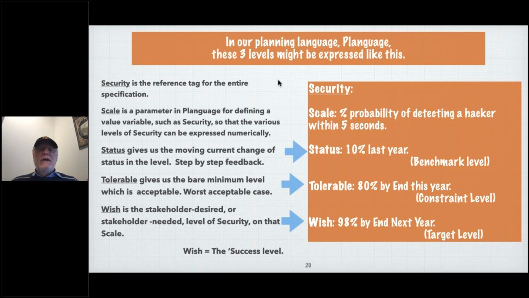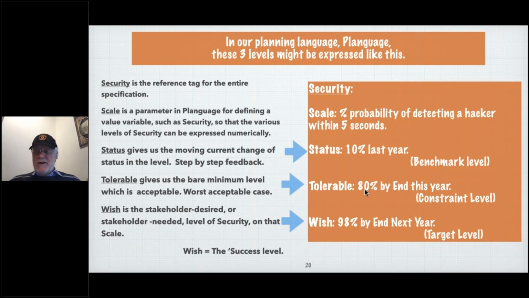In the planning language, and again, this is still repetition of what we talked about last week. Here's a very simple example of security value with a scale of measure, which is the key idea of the value requirements. So percentage probability of detecting a hacker within 5 seconds, that's clearer than just saying, I want higher security, because I'm answering the question, what do you mean by security? And I say, it has to do with probability of detecting hackers within a certain time limit. And what's the situation today? We call this a benchmark. And well, we're only at 10% probability of detecting a hacker within 5 seconds. Well, what's your non-failure level, your tolerable level, your worst acceptable case? And it says, well, it's to get to 80% by the end of this year. So anything less than that, for example, 79% and below, is now defined as failure if we get to the end of the year and we don't have anything better.